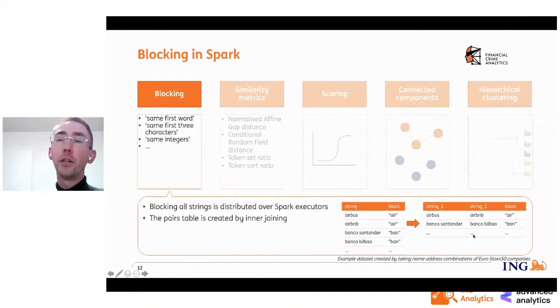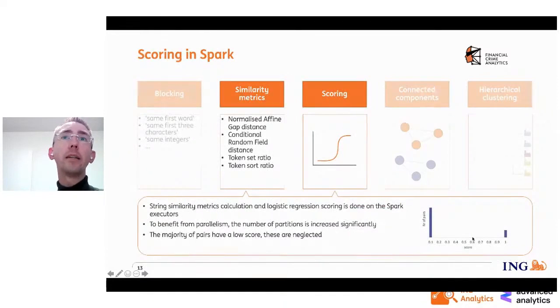For all these pairs, you would have to calculate the string similarity metrics and the scoring. So that's the next step. And this step, we again distribute over the executors in Spark. To benefit here from parallelism, we increase the number of Spark partitions significantly.